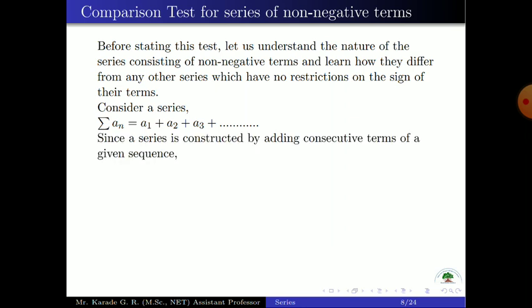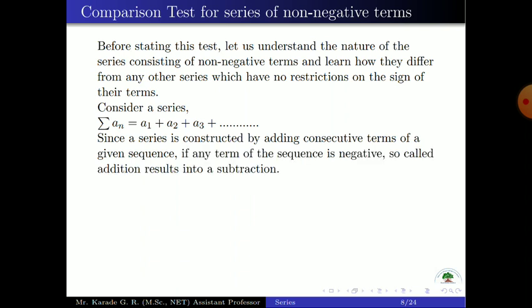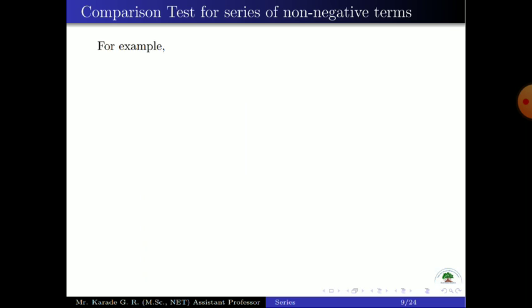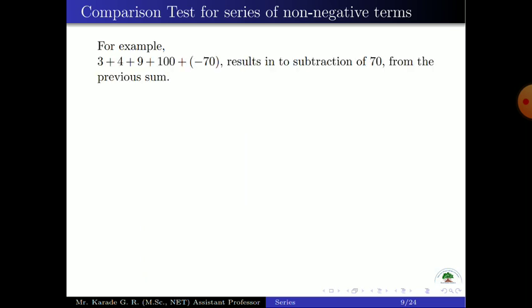Since a series is constructed by adding consecutive terms of a given sequence, if any term of the sequence is negative, the so-called addition results in subtraction. For example, 3 plus 4 plus 9 plus 100 plus minus 70 results in subtraction of 70 from the previous sum.